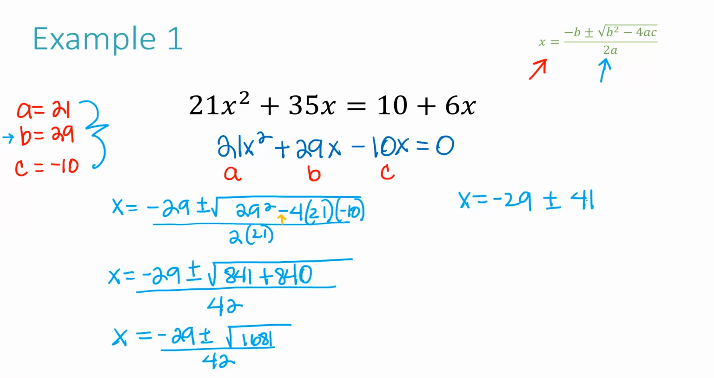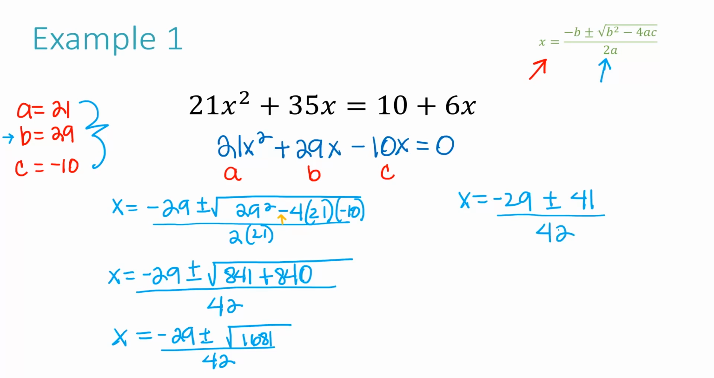1681 is a perfect square. That means 41 times 41 gives you that number. So when it was time for us to take the square root of it, we will get plain old 41. Now my denominator is going to remain the same. It's going to be 42.